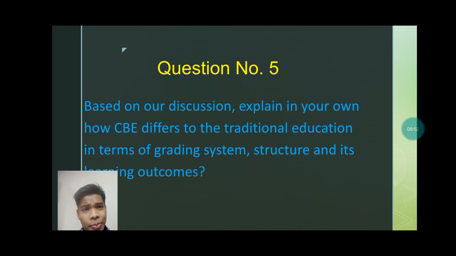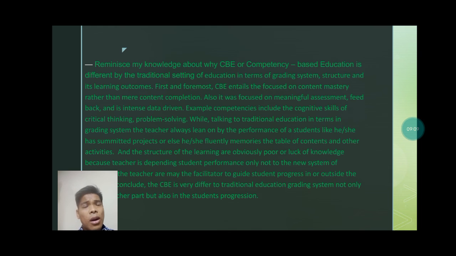Question number 5. Based on your discussion, explain in your own words how CBE differs from the traditional education in terms of grading system, structure, and its learning outcomes. So, going back to my knowledge about CBE or competency-based education, it is different from the traditional settings of education in terms of grading system, structure, and learning outcomes.